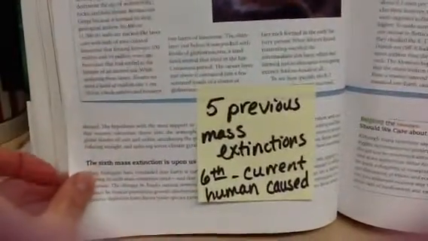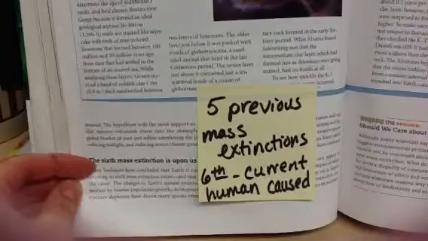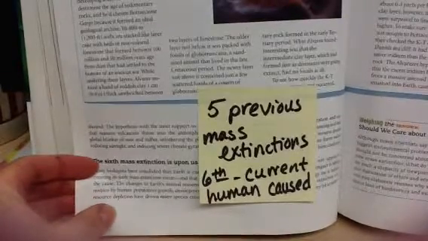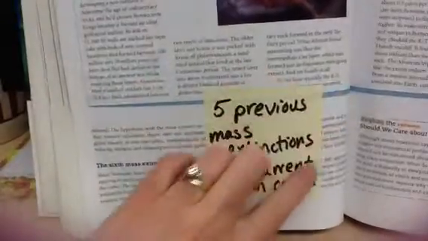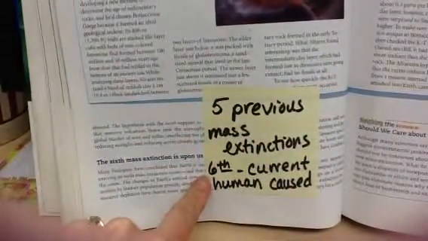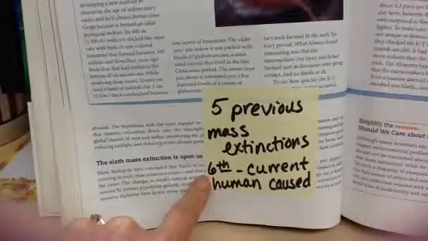Make sure you understand from this page, page 128, that there have been 5 previous mass extinctions in the world, and we are currently experiencing our 6th mass extinction, mostly caused from habitat destruction by humans.